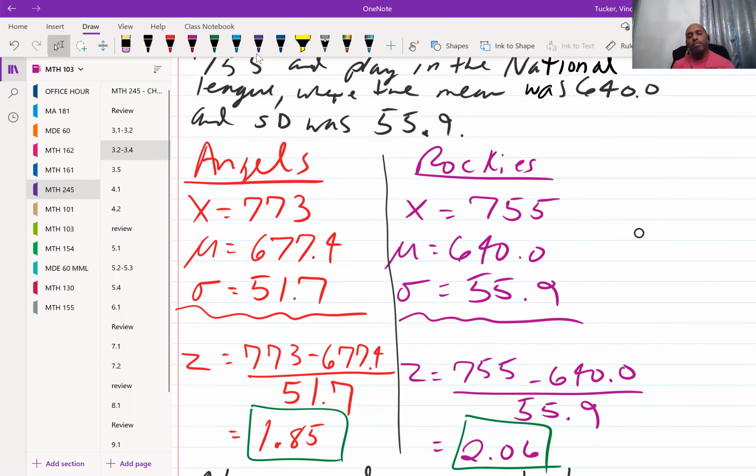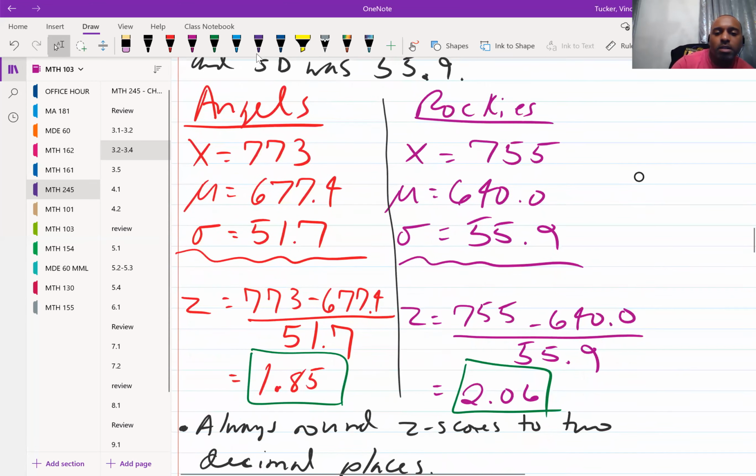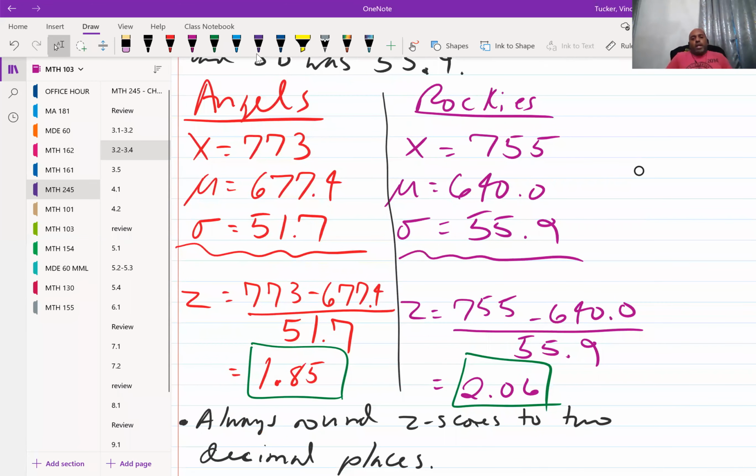So 773 minus 677.4 divided by 51.7 is 1.85. Anybody still in black? Anybody still missing the black? And then for the Rockies, 755 minus 640 divided by 55.9, 2.06.